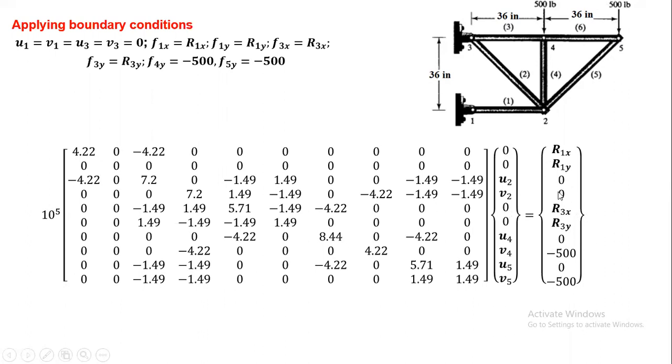At node number 2 there is no force and there is no support also. At node number 3 support is there, therefore you will get the force in x and y direction, or reaction in x and y direction. At node number 4 you don't have x component of the force, we have only y component. So this is 0, minus 500. At node number 5 also no x component, y component is there. Okay. After that we need to solve this for u2 v2 u4 v4 u5 v5.